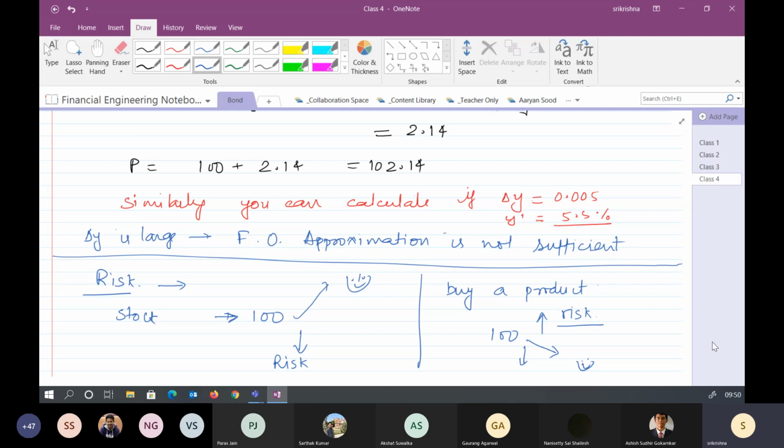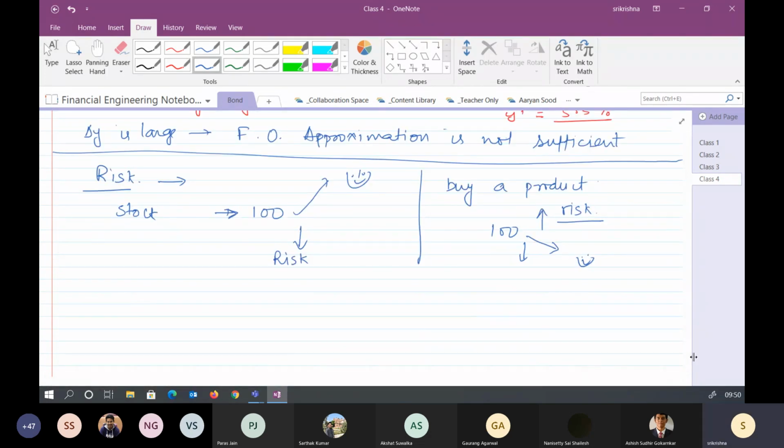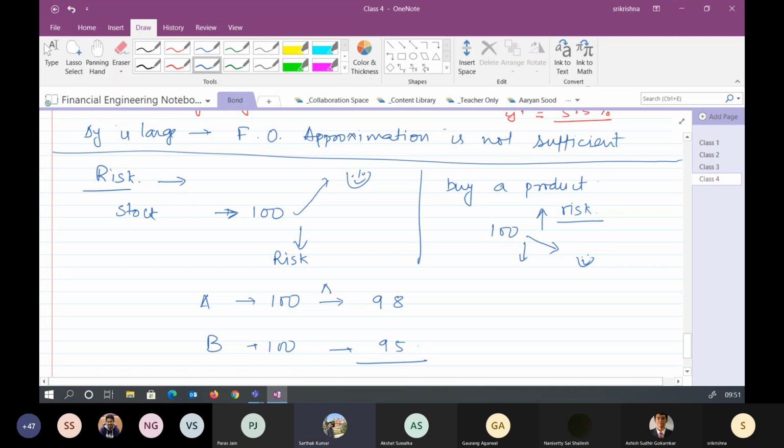So I will try to make it understood like this. Suppose you are buying two bonds, correct? Bond A and bond B. Both are at the price 100. If YTM or the interest rate has changed such that this becomes 98 and this becomes 95, with the same change in the market interest rate, which one would you prefer? So A. This we can see using convexity.